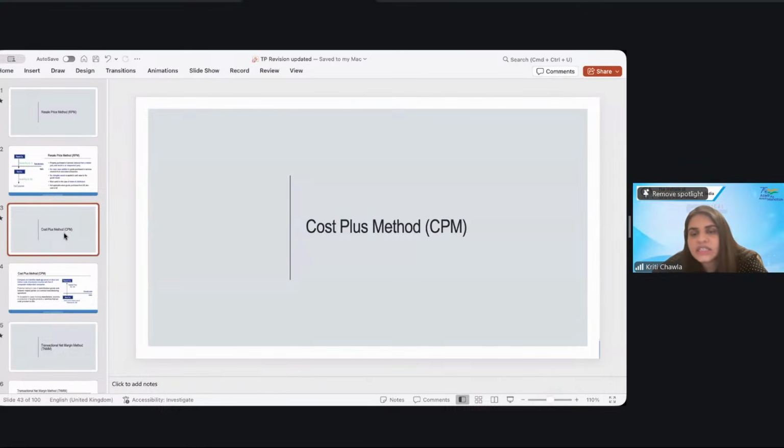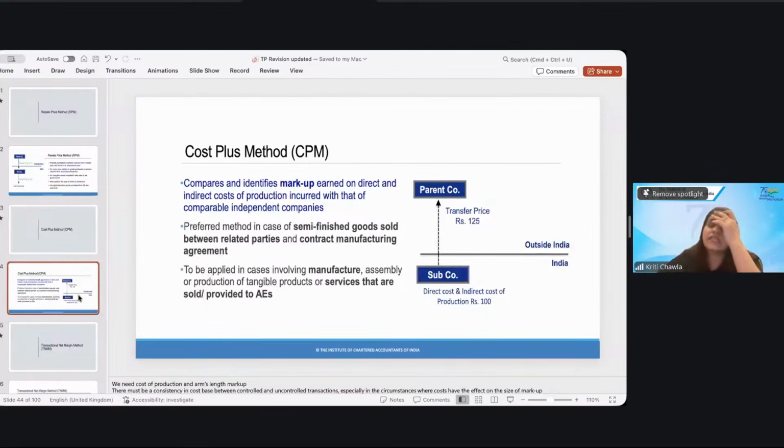The next one is the cost plus method. Cost plus method is the method which basically compares and identifies the markup which is earned on direct and indirect cost of production, which is incurred, with that of comparable independent companies.